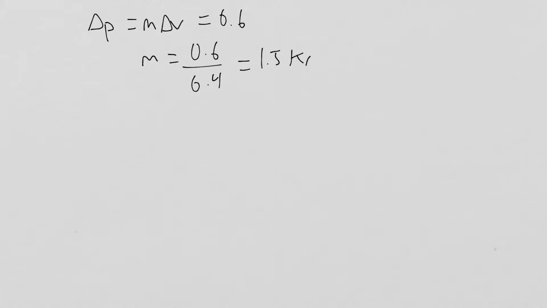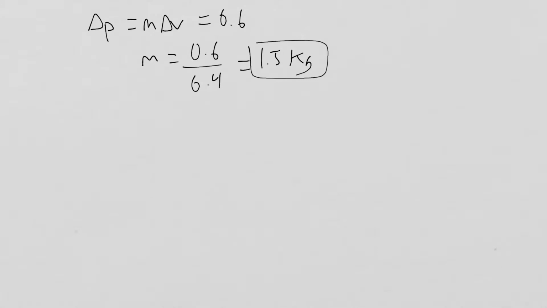So delta P equals m delta V, right? Mass is not changing in this case, only the velocity is, equals 0.6, right? And we found delta V in part A. That was part of our acceleration calculation. So this is going to be m is 0.6 over 0.4, which is 1.5 kilograms. So that's the way that I think is most straightforward.